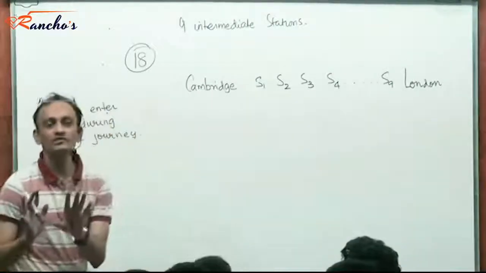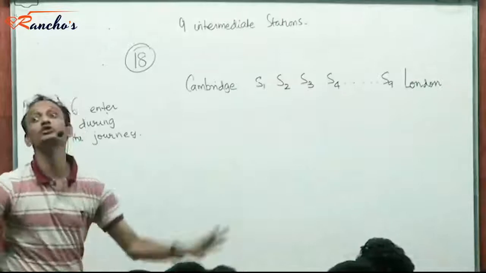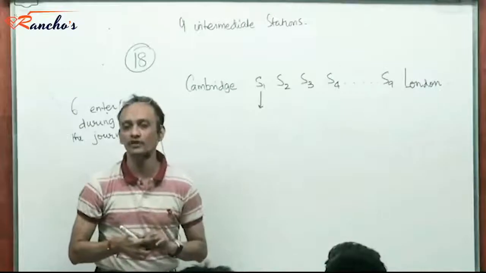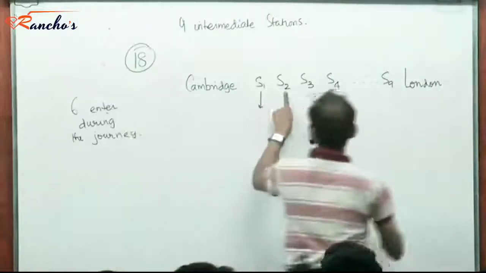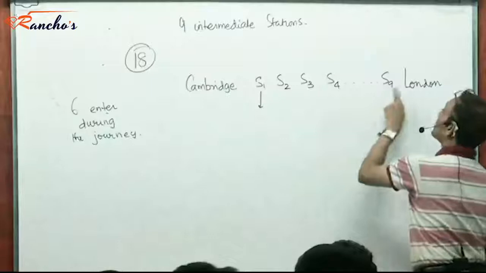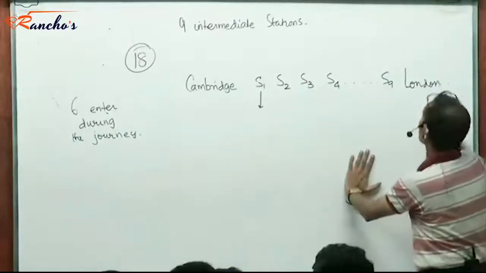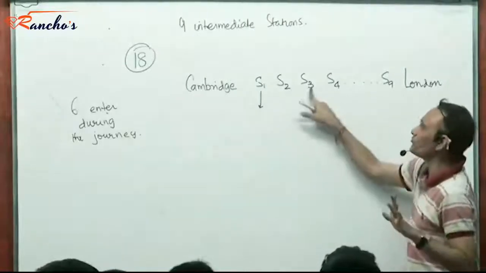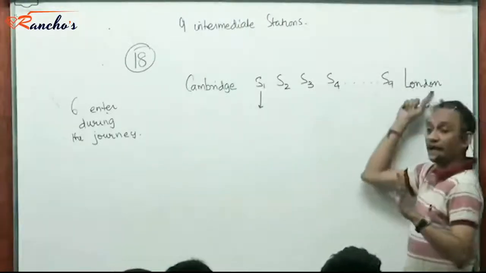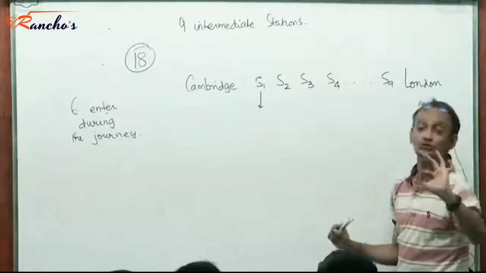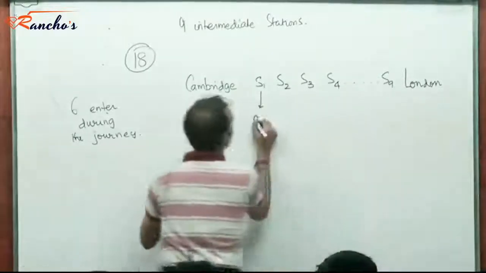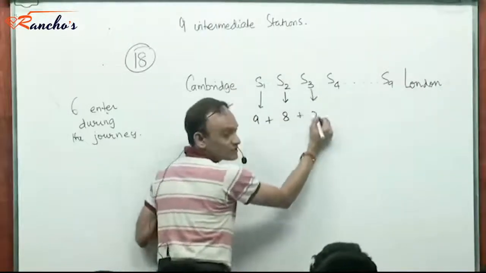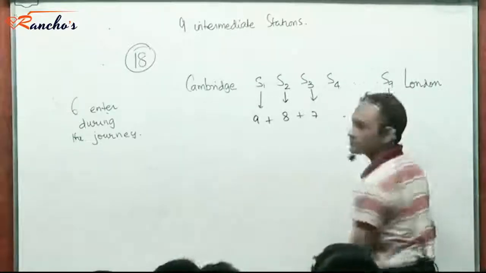Look, first of all, let's understand how many different tickets in all there are. At the ticket counter for S1, it will issue tickets for S2, S3, S4, S9 or London. S1 will issue 9 tickets. One for S2, one for S3, one for S4, S9 and London. 9 different tickets will be issued from S1. 8 different tickets would be issued from S2. 7 from this. 1 from this.